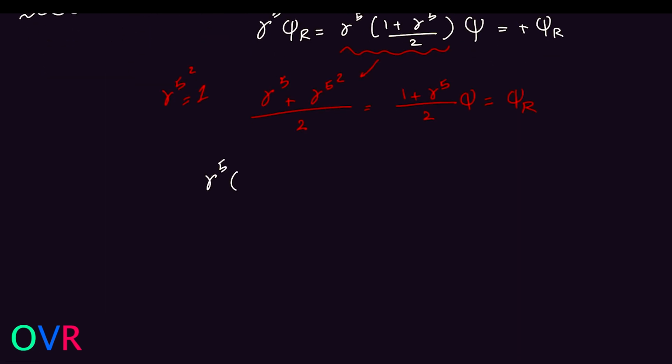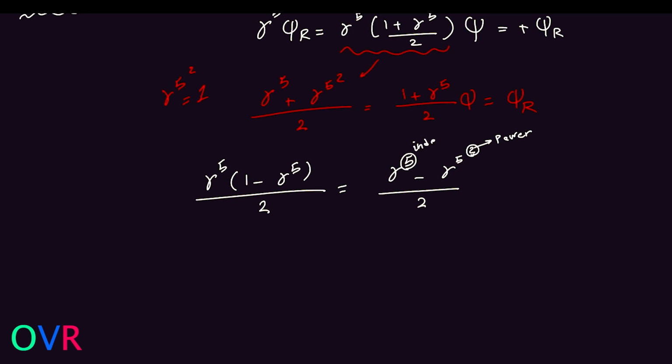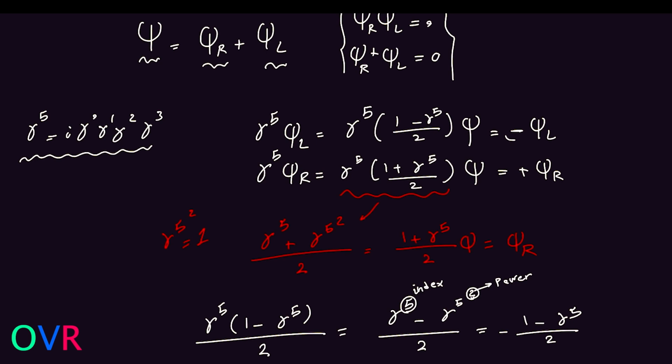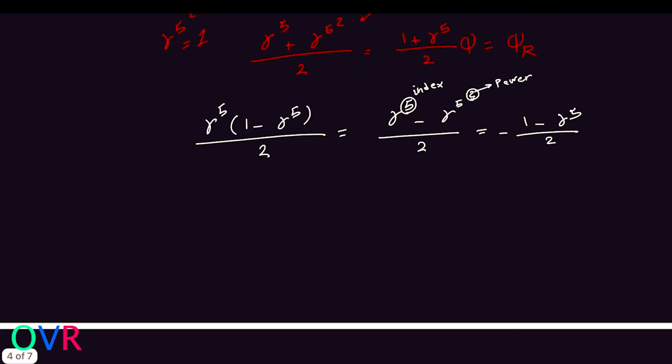But if I have gamma 5 times (1 minus gamma 5) divided by 2, I have (gamma 5 minus gamma 5 squared) divided by 2. I hope that you're not making a mistake between this 5 and this 2. This is a power here, and this gamma 5 is an index. So this is equal to minus (1 minus gamma 5) divided by 2. So that's how psi L gets a minus sign. This is odd parity, we call it, and this is even parity. So each fermion has two individual components which have opposite parity.